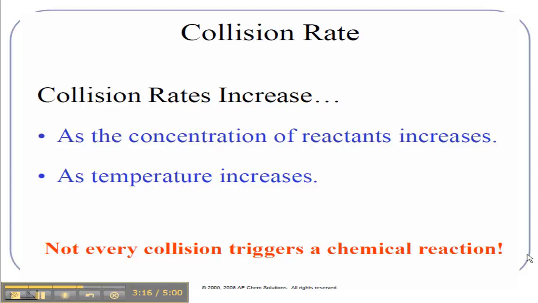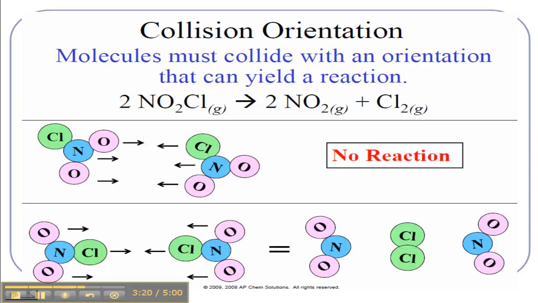Now, remember that not every collision is going to trigger a chemical reaction, so just keep that in mind. So here's another diagram of a similar reaction. So there's no reaction here if our orientation looks like this. If one oxygen is colliding with a chlorine on this molecule and another oxygen down here with this molecule. Again, the chlorines are what need to collide together so that we can form that Cl2 molecule.